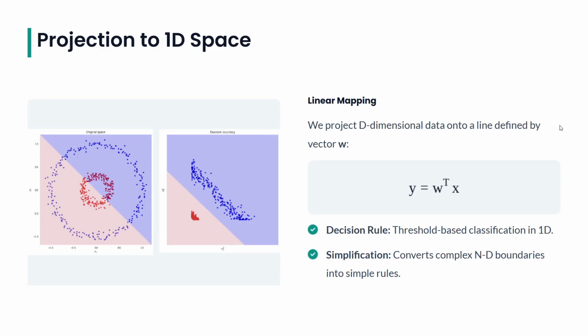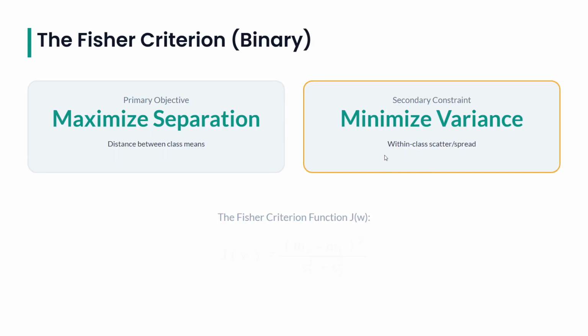So we project d-dimension data onto a line defined by vector w, as y equals w transpose x. Now the decision rule: a threshold-based classification in 1D converts complex n-dimensional boundaries into simple rules. Now, the Fisher criterion has two things. Our primary objective is to maximize the separation between two classes, so we try to maximize the distance between the different class means. Our secondary constraint is to minimize the variation within a class, its scatter or spread.